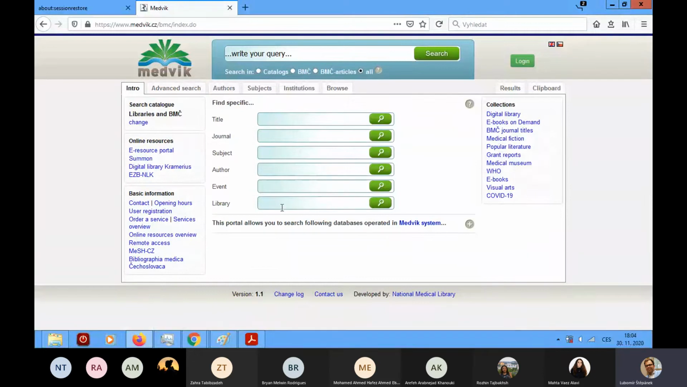And why is this important? There are many libraries in Prague, of course, but why is Medvik important, like the system of a library system? Medvik is important because it is connected to the National Medical Library. The National Medical Library is a library which is pretty close to our faculty. I believe that someone has already visited this National Medical Library.